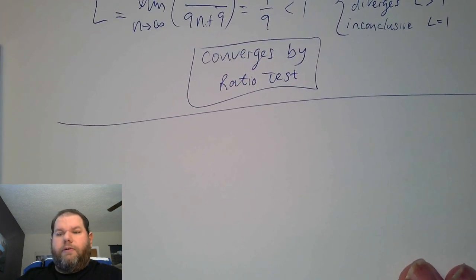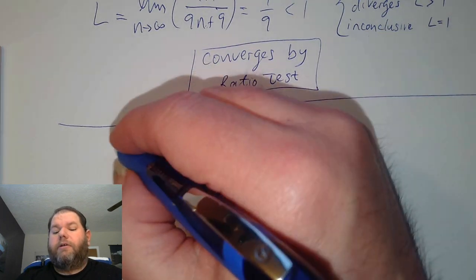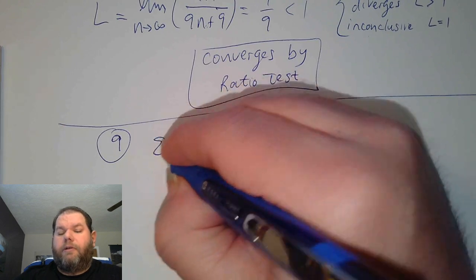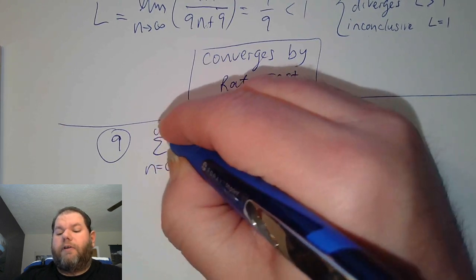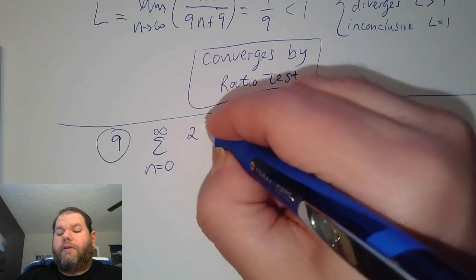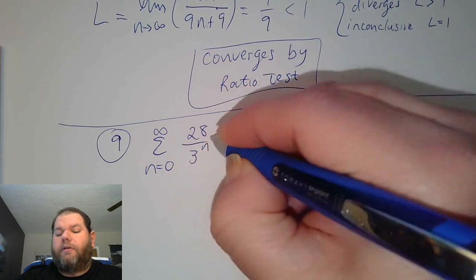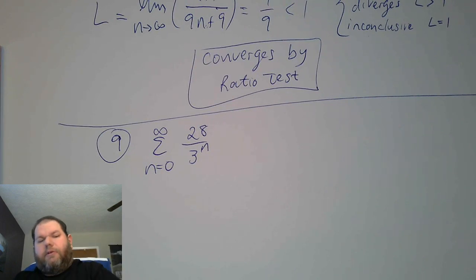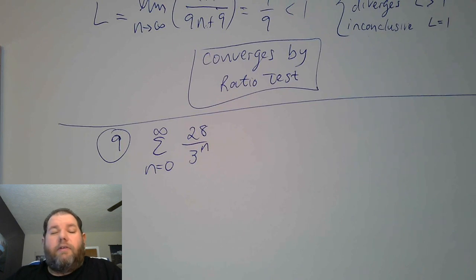Okay, we'll move forward to number 9. We have the sum, n equals 0 to infinity, of 28 over 3 to the n. Now, this one is not as difficult as it might seem. It looks relatively simple as far as the term that we're dealing with here.